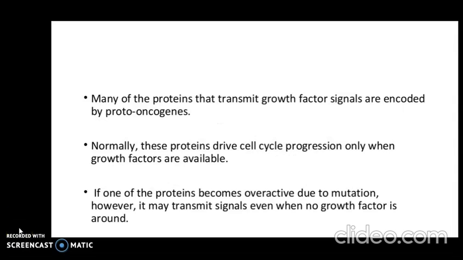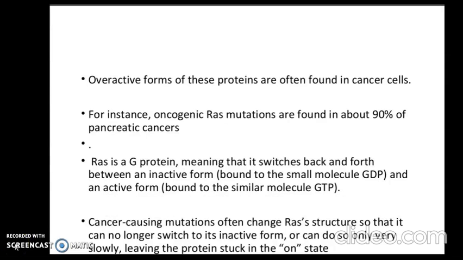Many of the proteins that transmit growth factor signals are encoded by proto-oncogenes. Normally, these proteins drive cell cycle progression only when growth factors are available. If one of the proteins becomes overactive due to mutation, it may transmit signals even when no growth factors are around. Overactive forms of these proteins are often found in cancer cells. For instance, oncogenic RAS mutations are found in about 90% of pancreatic cancers.